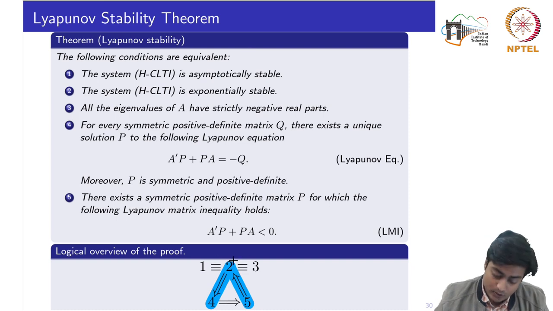We have already seen the equivalence between 1, 2 and 3. We have discussed that 2 implies 4 and 5 implies 2, and the implication 4 implies 5 can be easily obtained by putting Q as an identity matrix. So this completes the proof.